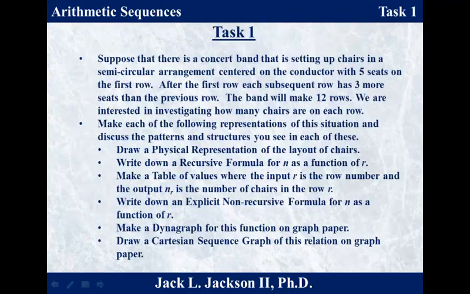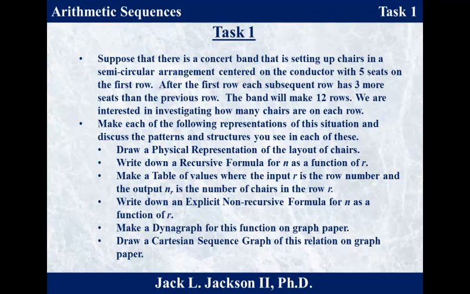In fact, let's start with a real-world problem here. Suppose that there's a concert band setting up chairs, and it's going to put them in a semicircular arrangement centered on the conductor, and there'll be 5 seats on the first row. After the first row, each subsequent row has 3 more seats than the previous row. So if there's 5 in the first row, there's going to be 3 more in the second row, so that would be 8. And then 3 more in the next row, and 3 more than that in the next row, and so on and so on.